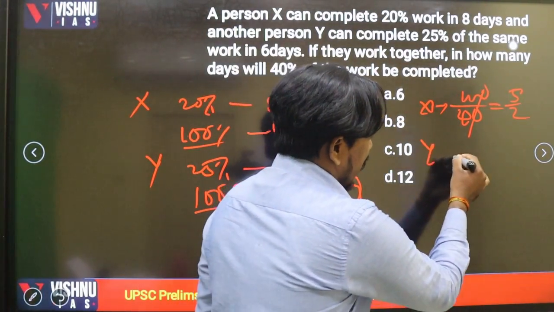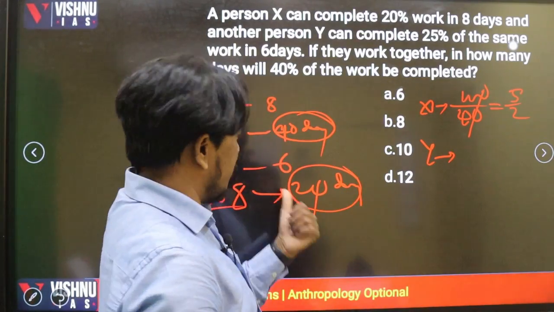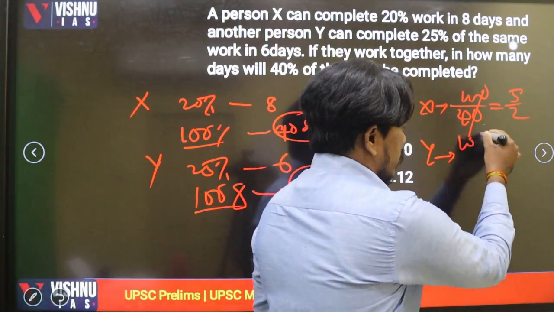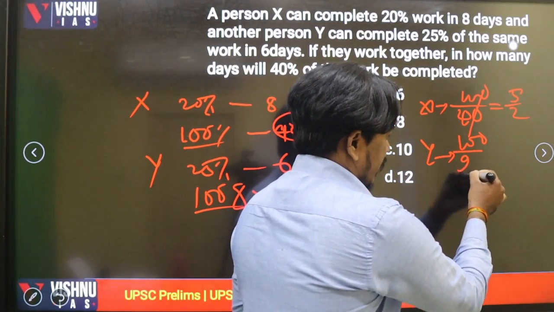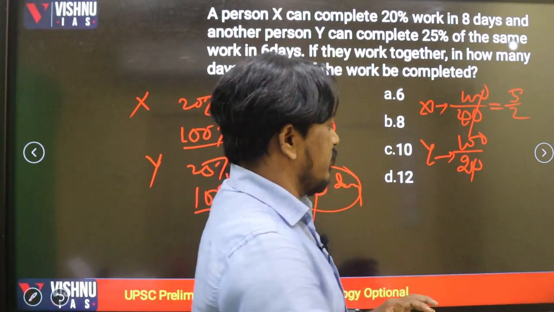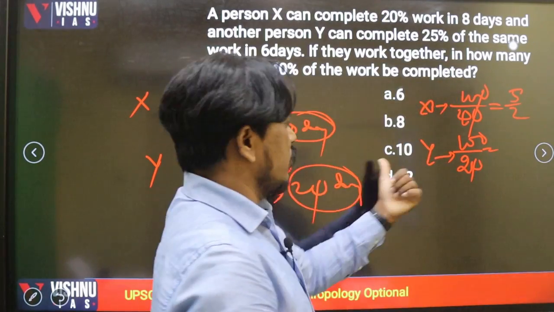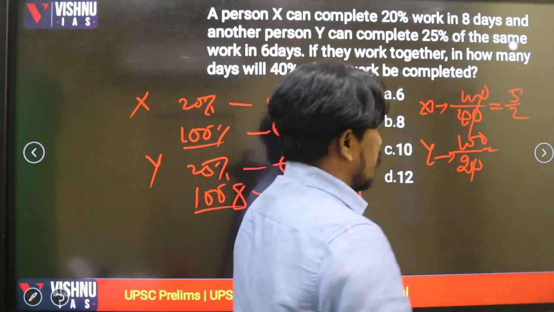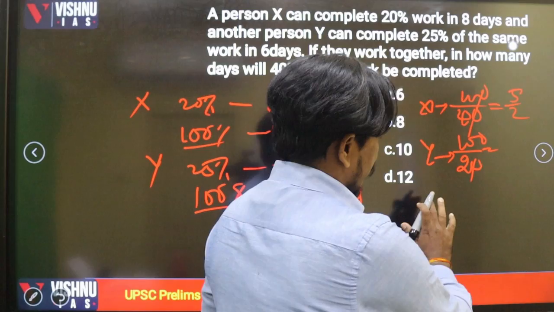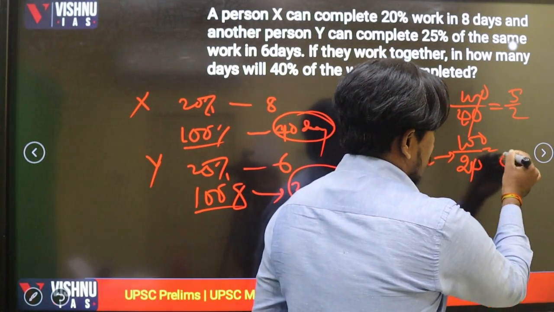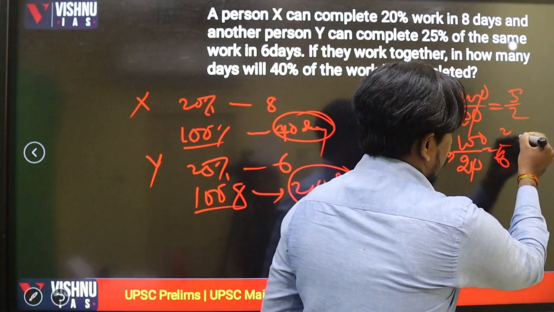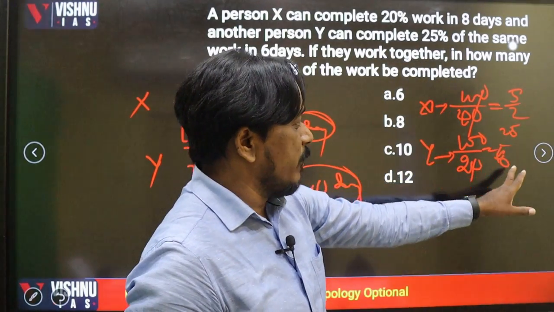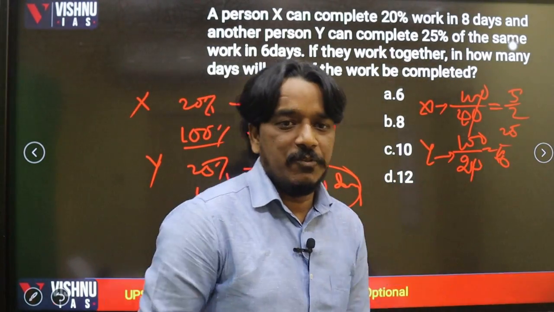Similarly, for the person Y's efficiency, the same work both are doing, so 100 units of work he is completing in 24 days. So total 100 by 24. If we simplify here, 4 sixes are 24 and 4 twenty-fives are 100. Now 25 by 6 is the second person's efficiency.